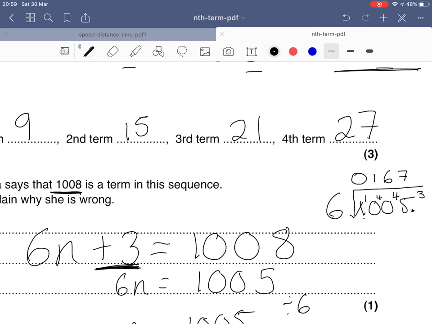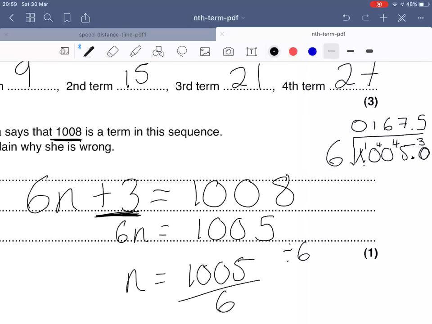So this is our decimal now. How many sixes go into 30? 5. So as we can see, it's going to be 167.5. Therefore, she is wrong.